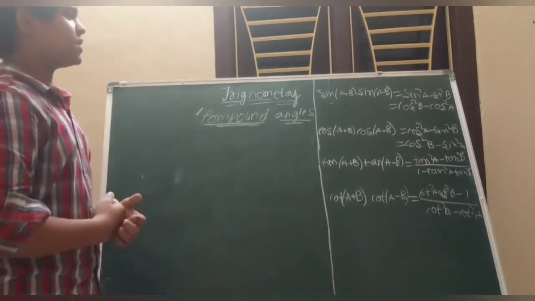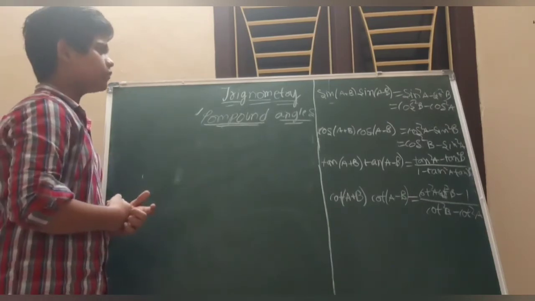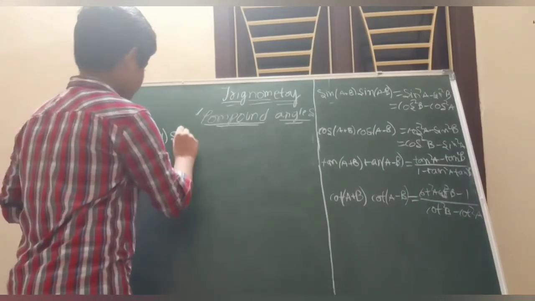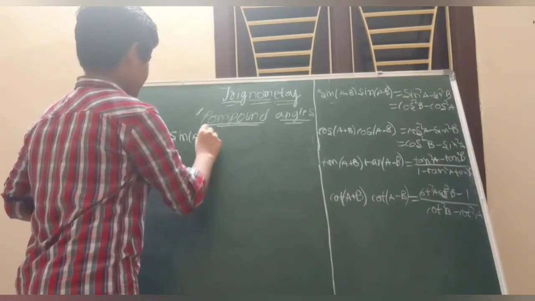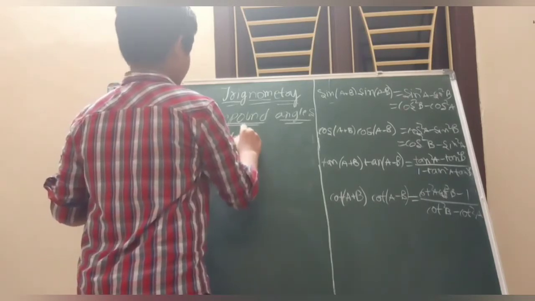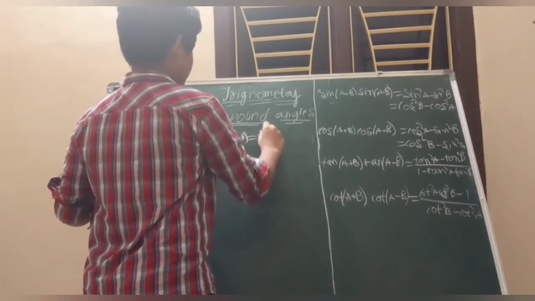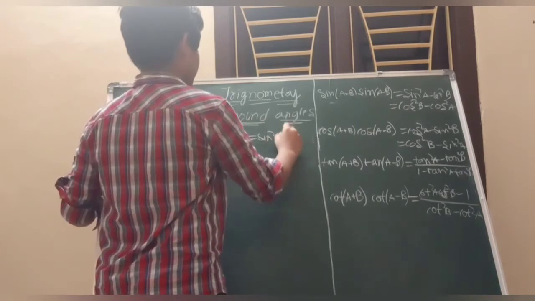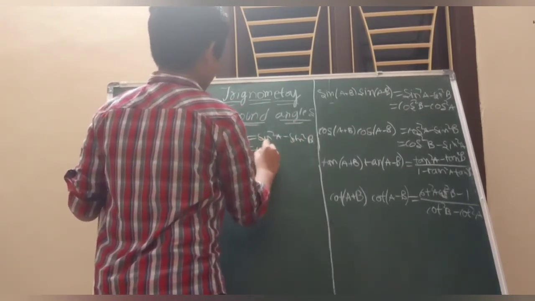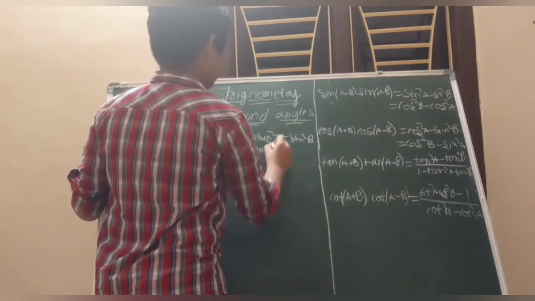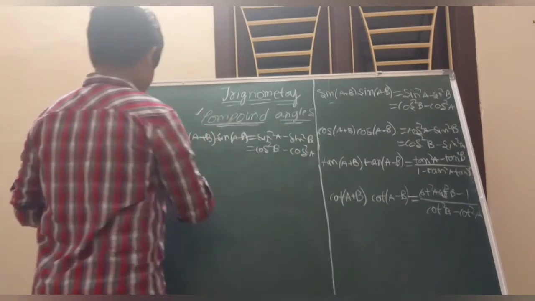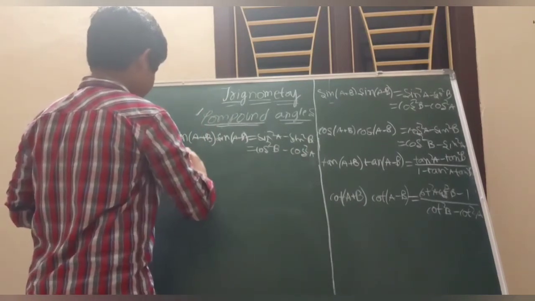So now let us discuss the proof of sin(A+B) into sin(A-B). Sin(A+B) into sin(A-B) is equal to sin square A minus sin square B, which is also equal to cos square B minus cos square A. Let us learn the proof of it.